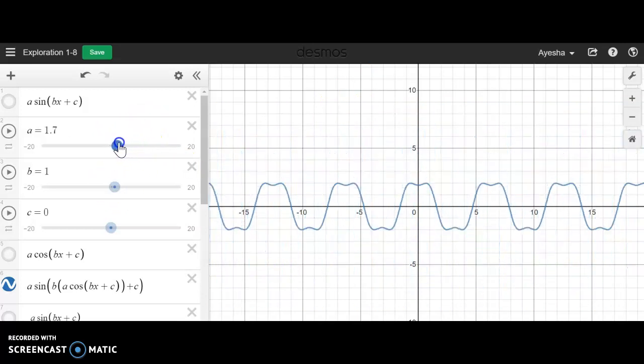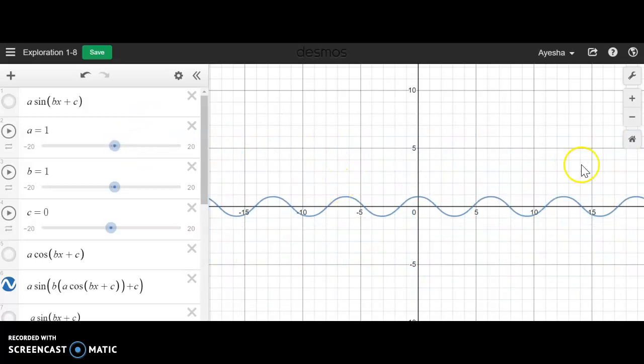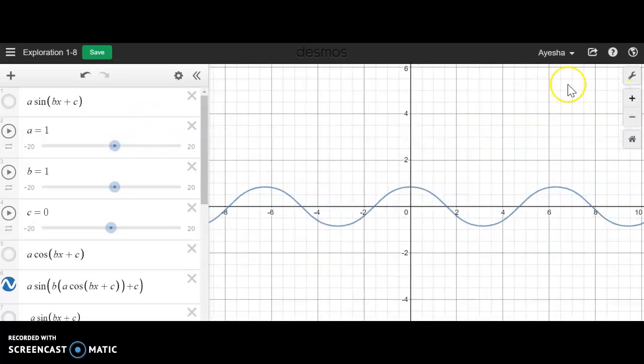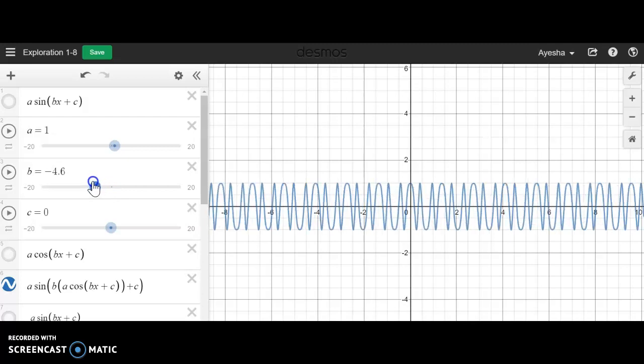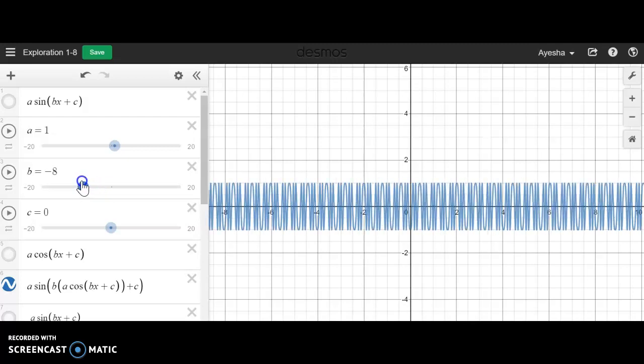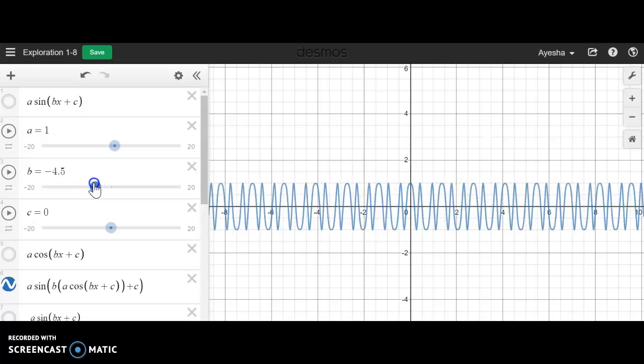Just gonna take this back to 1. We went on a wild journey there, but I'll see what happens when we vary B. This should be interesting. So, yeah, this is also doing a similar thing.